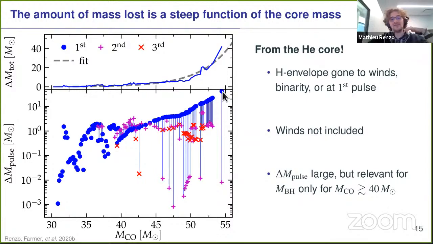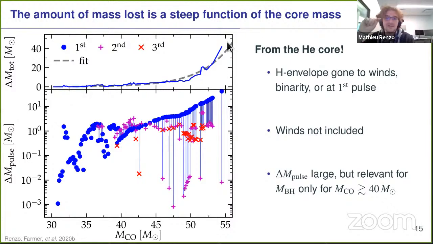And again, there is a trend though. Bigger cores lose more mass. That we knew already because it's what causes a turnover in the black hole mass function. But also, the first pulse seems to remove more mass than later pulses with some noise. And this is related to the kind of nuclear fuel that is burned in a pulse, because the first pulse typically burns oxygen, and later pulses will burn a mixture of oxygen and products of oxygen burning, which releases less energy. And on the top panel, you can also fit for the total amount of mass lost analytically.